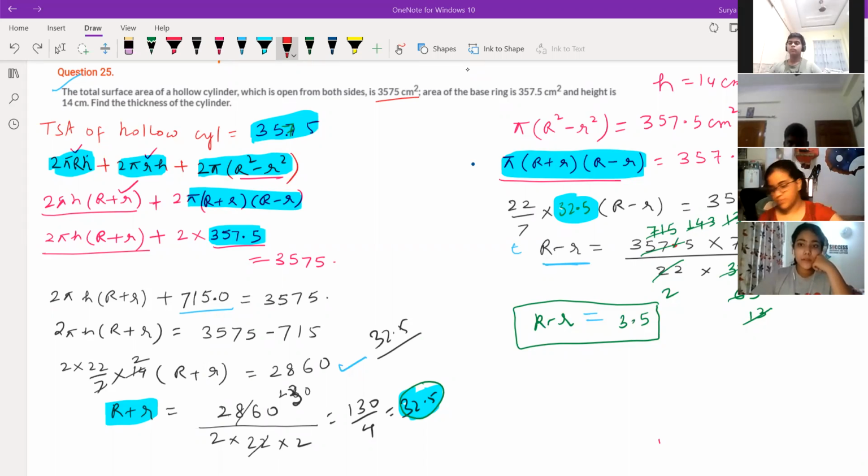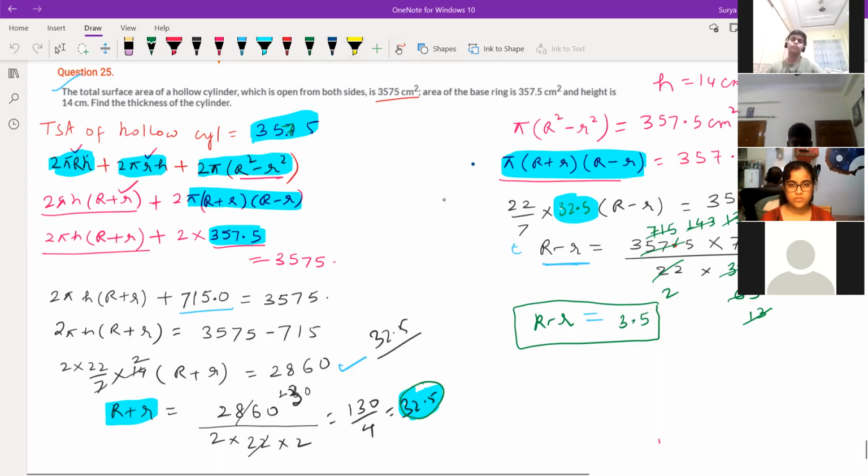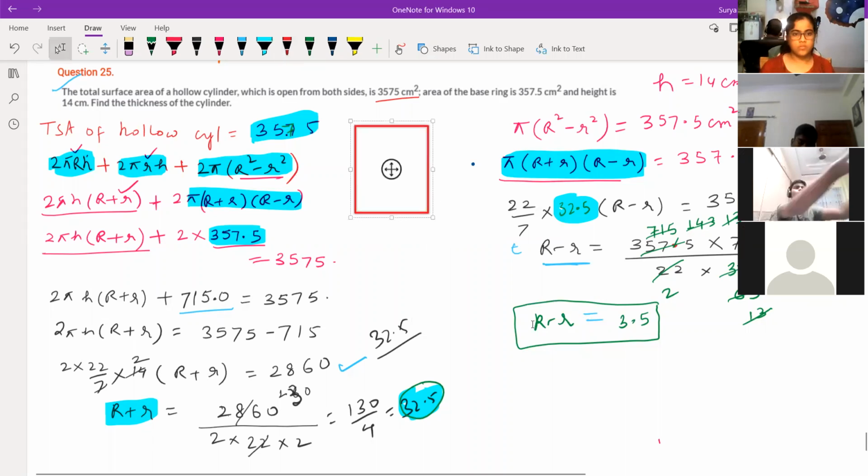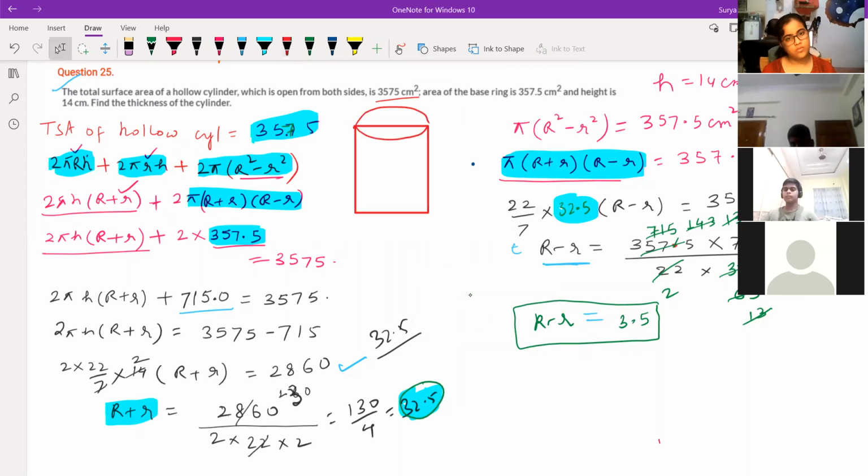Okay, fine. So try to understand the question, children. Here, the total surface area of the hollow cylinder. Hollow cylinder means it's like a pipe, right? So it's like this one. Once again, I was telling you, this is a pipe kind of thing, which is hollow from inside.